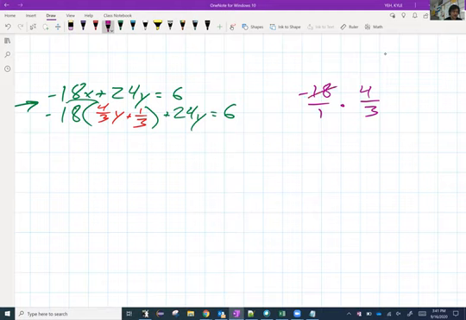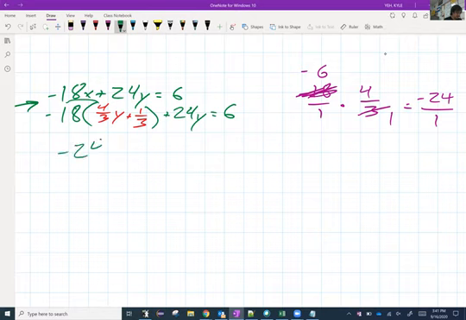So negative 18 turns into negative 6 if we divide it by 3, and we divide this by 3, we get 1. So that looks like negative 24 over 1. So I'm going to say negative 24 plus, what about distributing the second one?